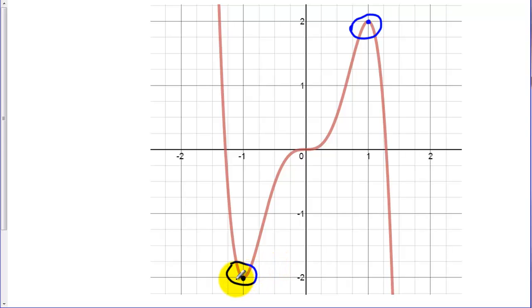Now, one thing you might notice is that on both of those points, if we drew a tangent line, the slope of that tangent line is 0. So relative extrema will always occur where the derivative equals 0.